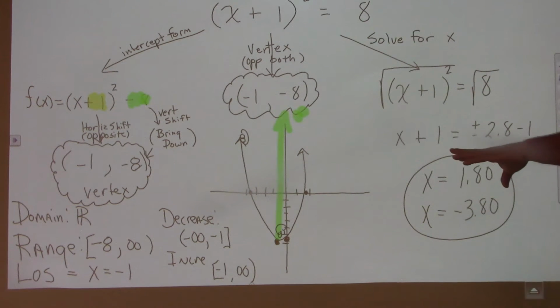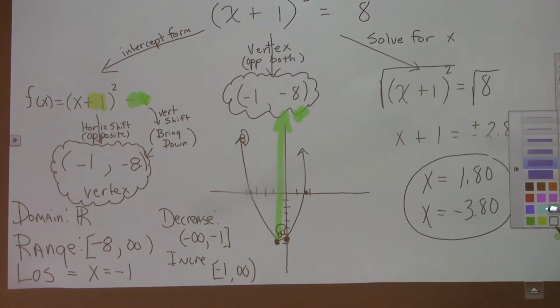Now, out of all of those 5 things right there, there's the domain, the range, the line of symmetry, increasing and decreasing values. All 5 of those things, there's only one that you look at Y. Which one is it? Which one is the one that pertains to Y?